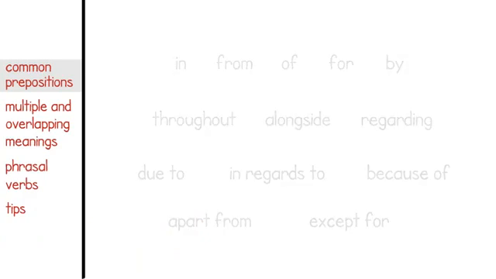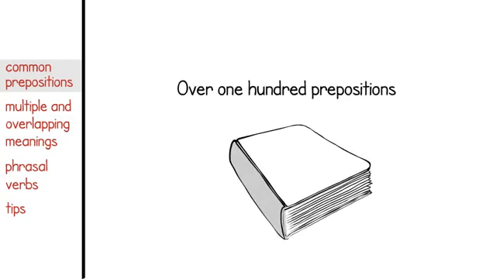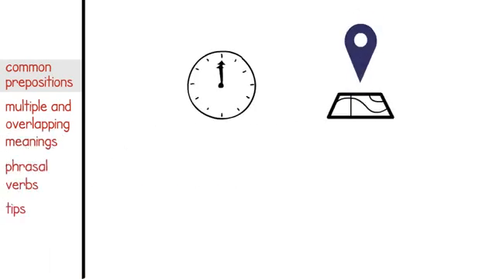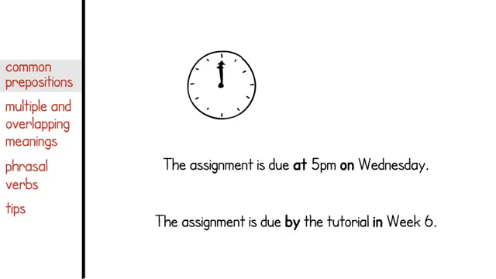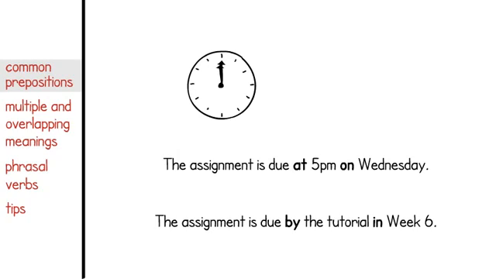In fact, there are over 100 prepositions in English, and you can find a complete list of them by searching in a good grammar book. The easiest and most common prepositions refer to time or place. You probably know these already. At, on, in, and by are very common when referring to time. For example, the assignment is due at 5 p.m. on Wednesday. The assignment is due by the tutorial in week 6.